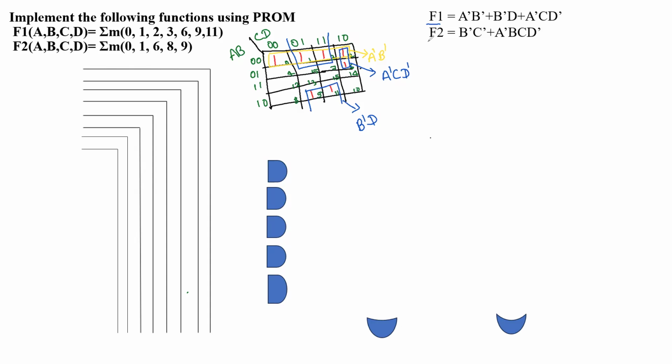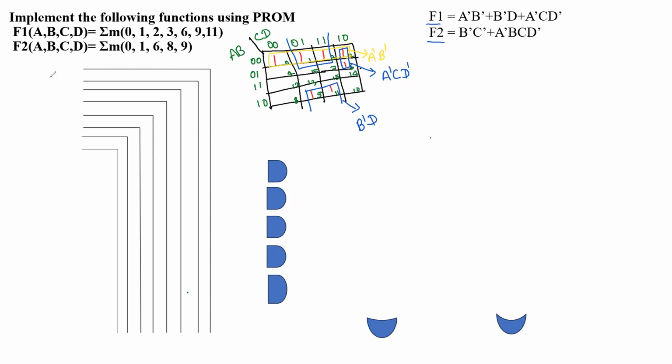Similarly, you can go for the K-map of F2. That also we are going to get: B dash C dash plus A dash B C D dash. Now, the first part is what we have, the fixed AND array. So first we are going to give the inputs. All inputs we are going to represent here.